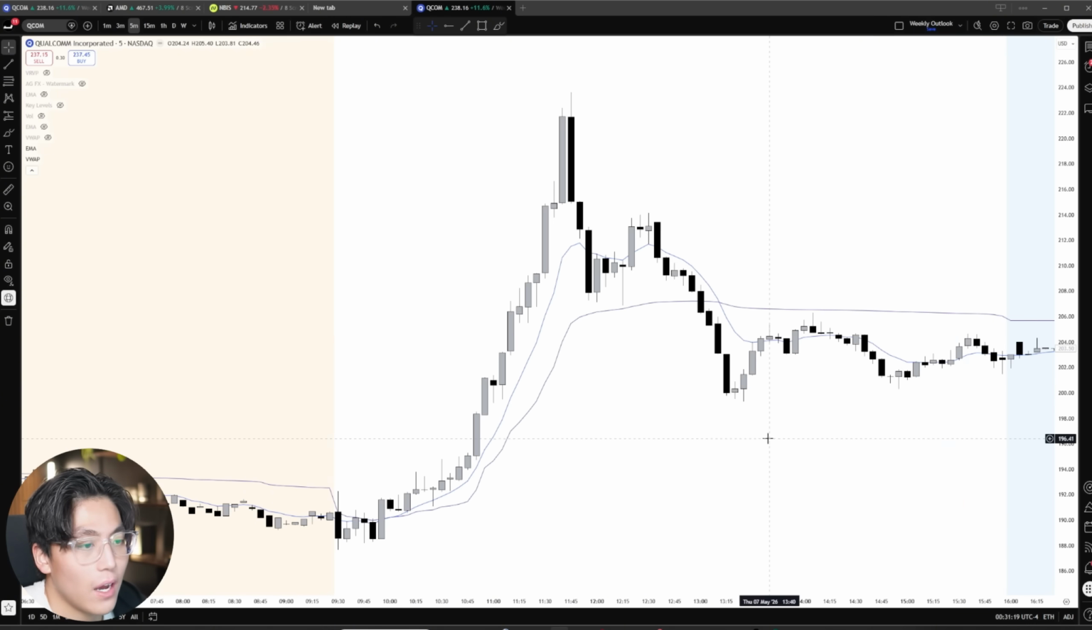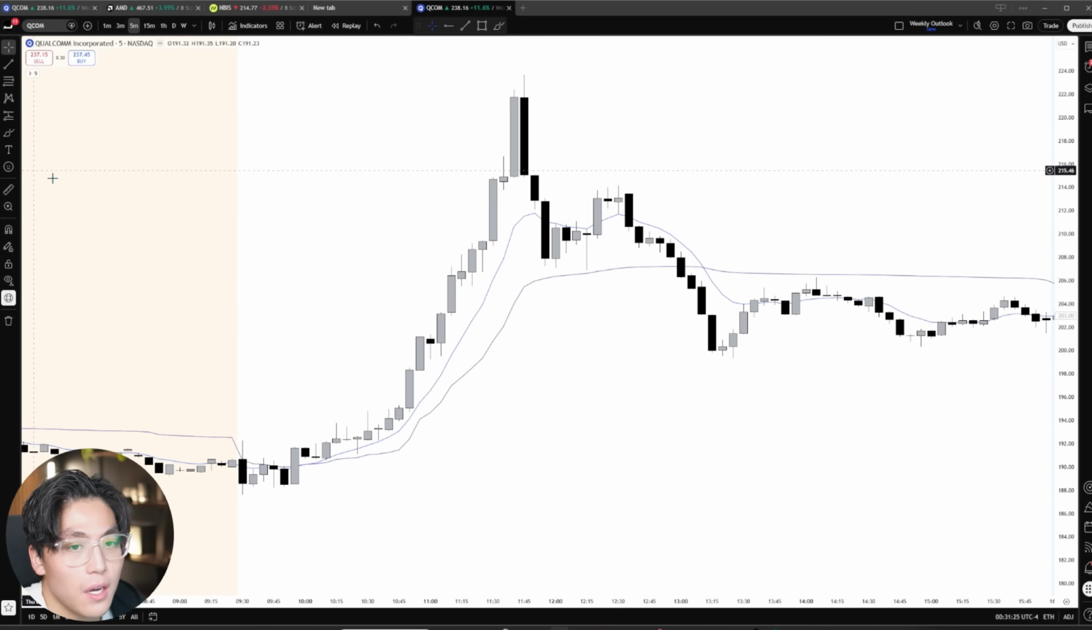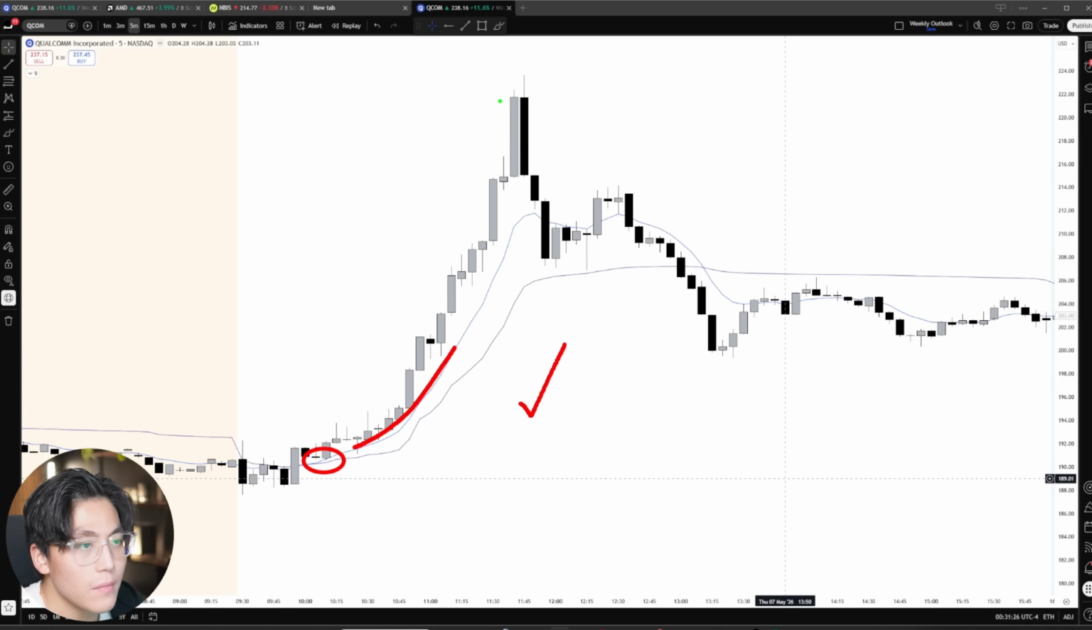So we have now our VWAP plus the 9 EMA. And as you can see on the charts, I mentioned earlier, when price is above the VWAP and the 9 EMA, that's a good sign of bullish momentum. You can see once we have the crossover here earlier into the session, the markets start having a nice rally towards the upside. You can see we have a really big push towards the highs here on Qualcomm.